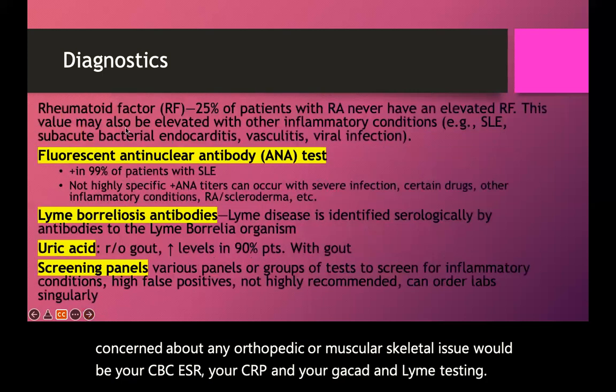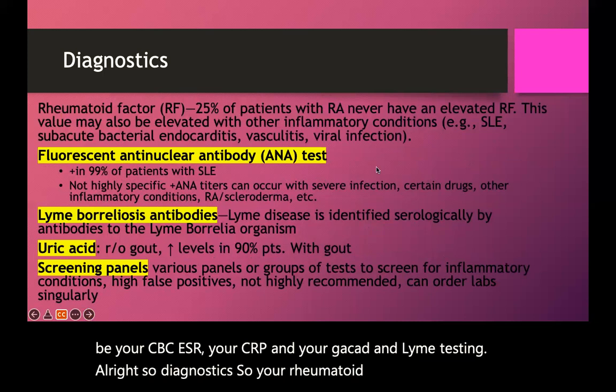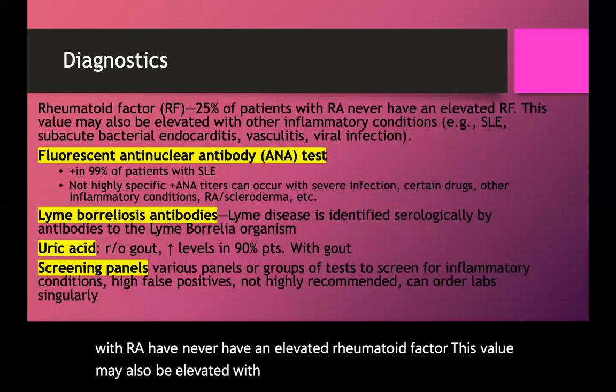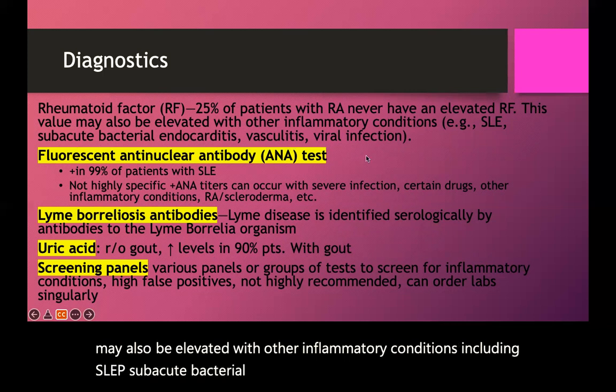All right, so diagnostics. Your rheumatoid factor, 25% of patients with RA never have an elevated rheumatoid factor. This value may also be elevated with other inflammatory conditions, including SLE, subacute bacterial endocarditis, vasculitis, and a viral infection.